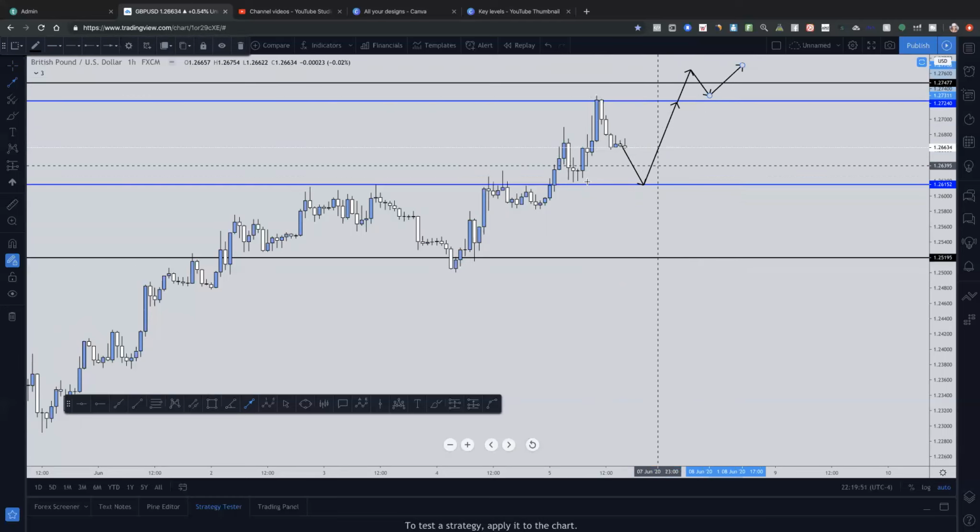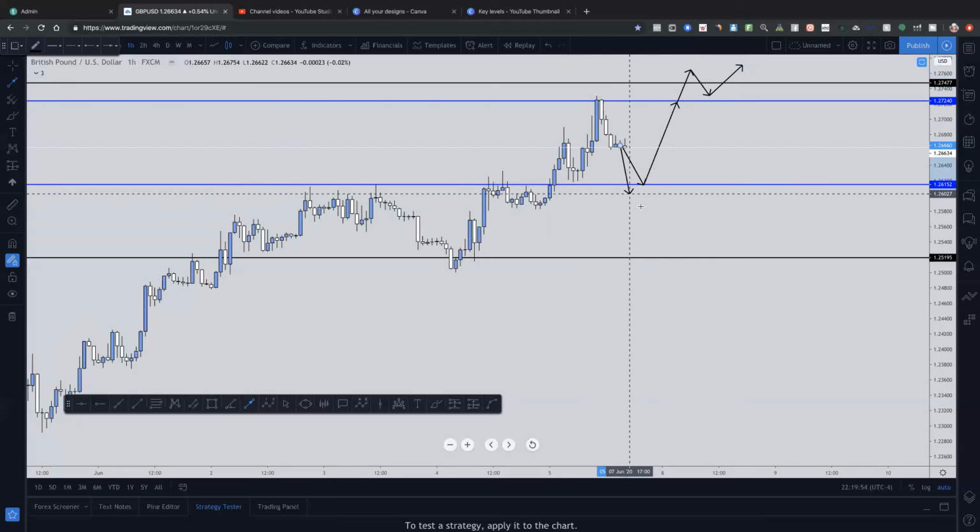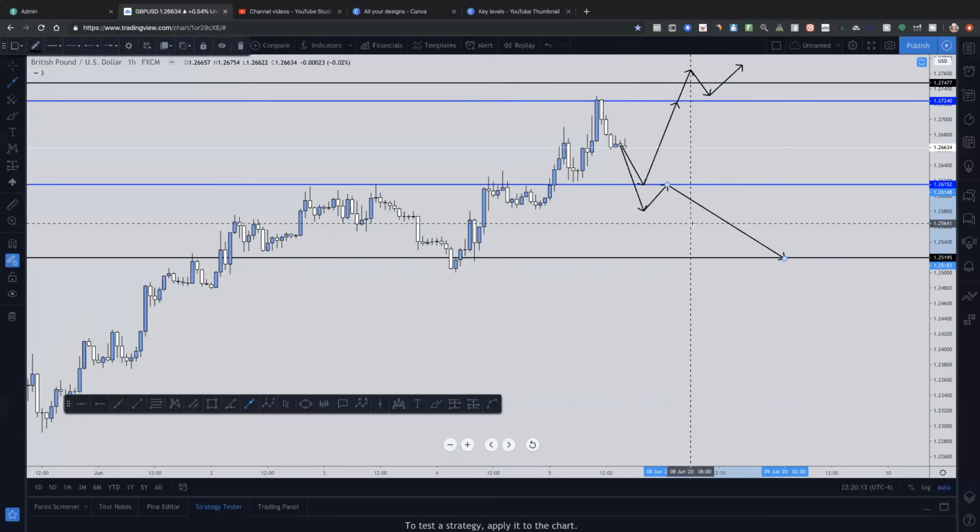If this goes below, retests just like this, okay, and rejects it with the wick on the top of the candle or dojis or anything like that, then that may be an indication that we're going to get an opportunity to sell this to where the next level or area of market structure is, which is right here. So that's how you draw your levels.